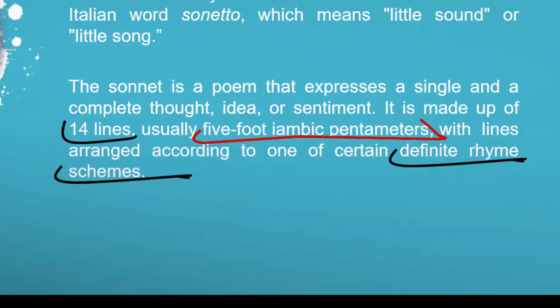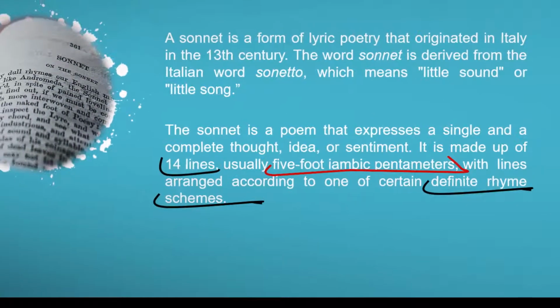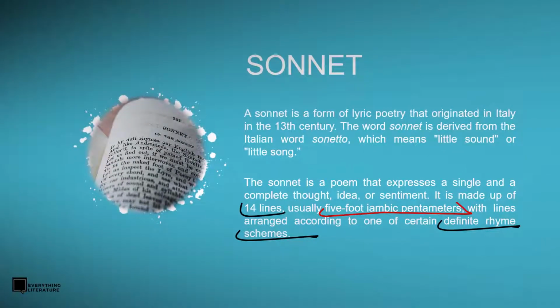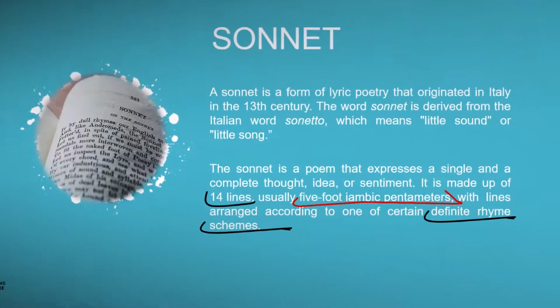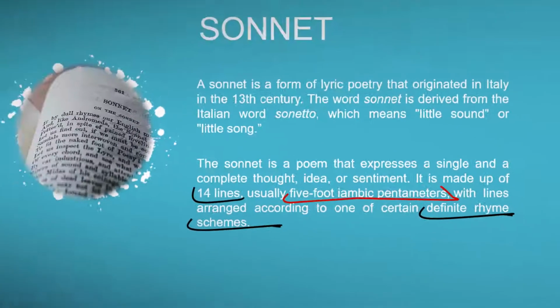Take note of that. The 14 lines, usually 5-foot iambic pentameters. Take note of the 5-foot iambic pentameters, with lines arranged according to one of certain definite rhyme schemes. So there are specific rhyme schemes that we have to follow when a sonnet is being written. So take note what we mean by a sonnet. A sonnet is made up of 14 lines, usually 5-foot iambic pentameter, with lines arranged according to definite rhyme schemes.